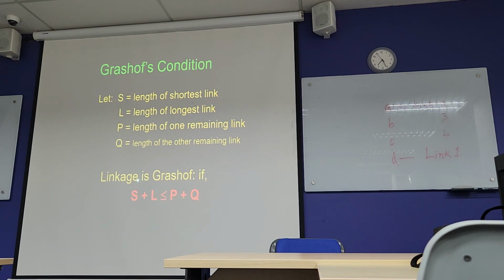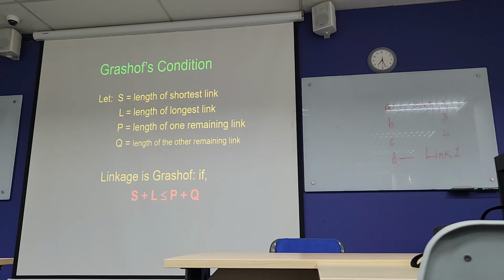Now, for Grashof's condition, the total length of the smallest link plus the largest link, S plus L, so the length of the shortest link plus the length of the largest link, must be less than or equal to the total length of the two remaining links. Okay, so you are going to use this condition for your assignment. We talk about your assignment a bit later.